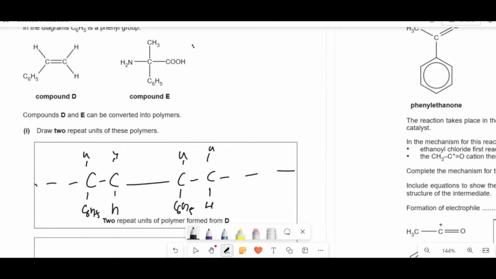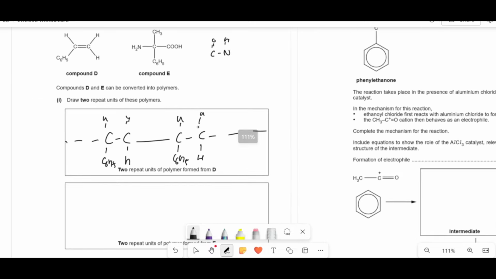Then for E, what do we have here? We've got a carboxylic acid group and an amine. Immediately that should ring bells that we can make an amide link. An amide link always looks like this: C double bond O and an N and an H, and some amount of them, right? So what happens here is we're going to link them by that. So draw them side by side.